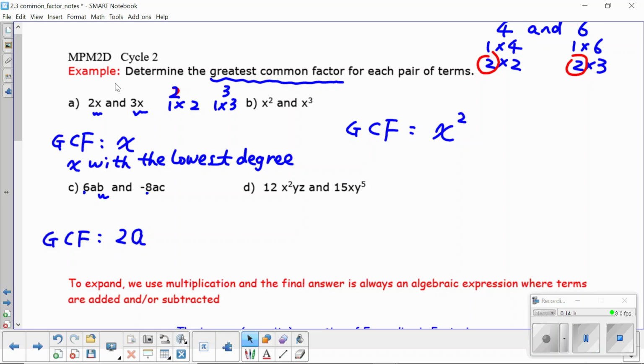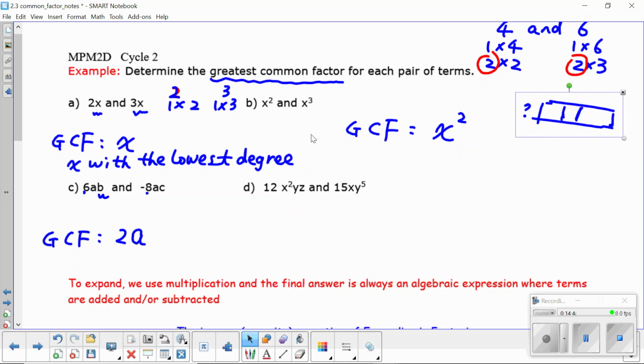For this example, we just practice finding the greatest common factor because this is the width, this part. The greatest common factor will be the width that you are going to take out from the 1 by 2, 1 by 3 box. So that's the reason we are practicing finding the greatest common factor.